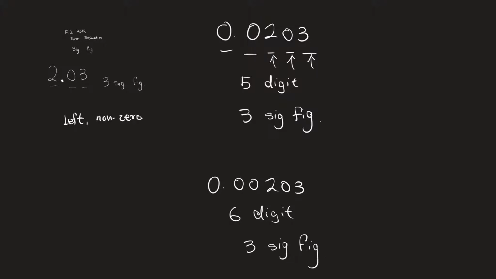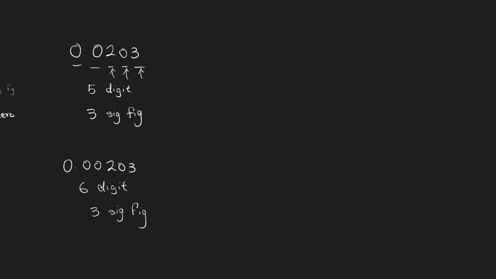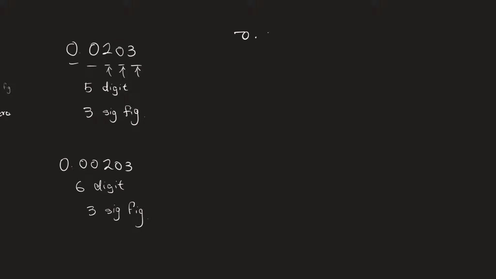Okay, and when you have 0.002030, this time we have 7 digits. Okay, but we will say this is 4 significant figures because when you look at this one, even though this zero, okay, on the right hand side, we count it because it is after the non-zero digit. Okay, so that is why 1, 2, 3, 4.